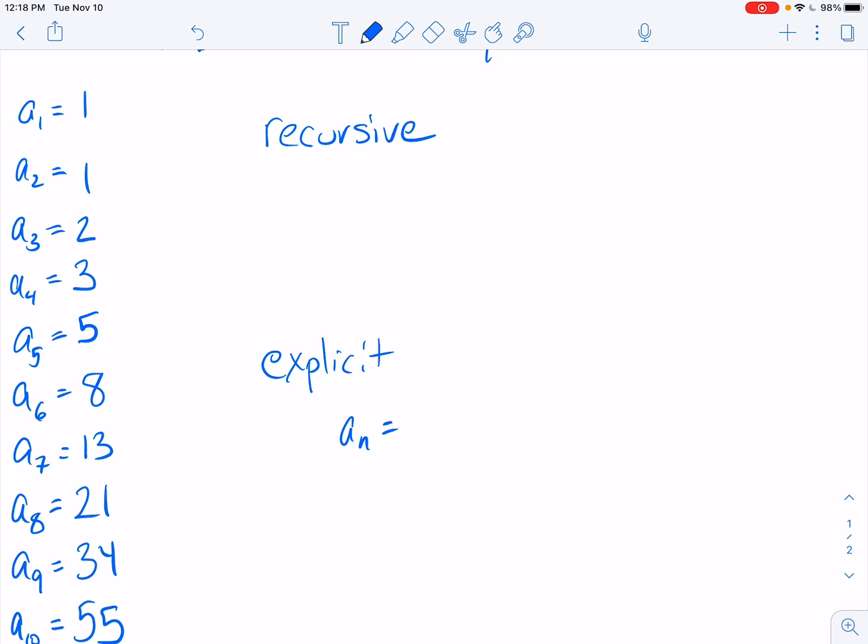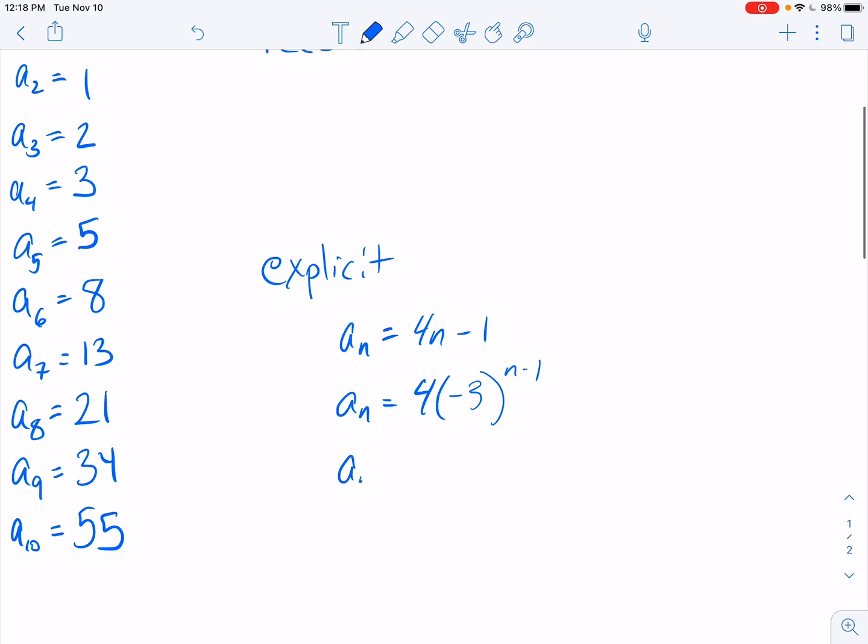If it's arithmetic, it would be something like 4n minus 1. If it's geometric, it would be something like 4 times negative 3 to the n minus 1. That would be geometric. But it doesn't have to be. It could be something like, I don't know, 5n squared minus 6n plus 7. That would be an explicit formula to help you find certain terms of your sequence.